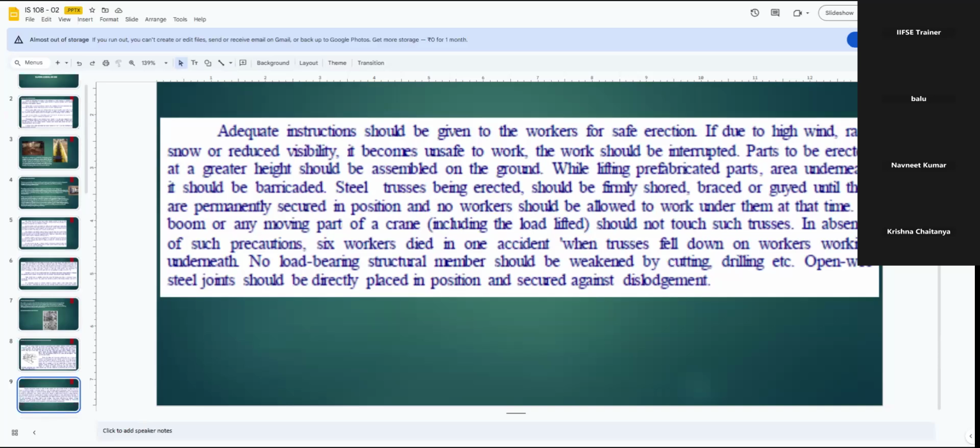Then we also have to give adequate instructions to all the workers for the safe erection of these structures. If due to high wind, rain, snow or reduced visibility it becomes unsafe to work, the work should be interrupted. The parts to be erected at a greater height should be assembled on the ground, and while lifting prefabricated parts, the area underneath should be barricaded. As we know, the people working on this erection will be well trained and also certified people.